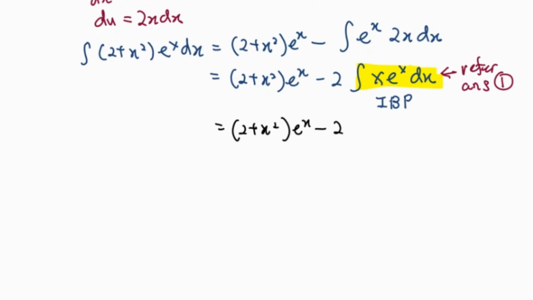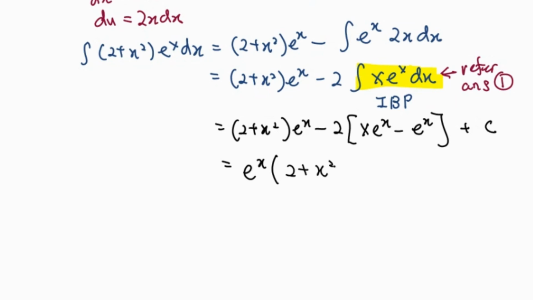By referring to the answer from number 1, when we integrate x e^x, we get x e^x minus e^x, so plus c at the back here. Then we simplify this answer. Since here got an e^x term, here also has an e^x term, we can factorize out e^x. The first term will leave 2 + x squared. For this, we leave negative 2x. And for that, we leave 2. So simplify our 2 plus 2, it will equal 4.